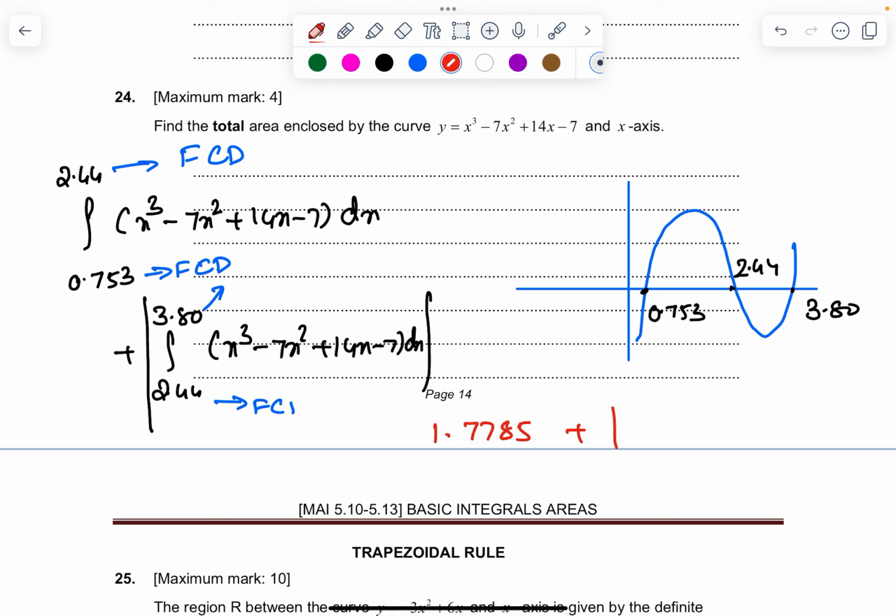Plus the absolute value. The next one is, change the limits. The limits are from 2.44 till 3.80. So you'll be getting minus 0.9869. Plus 1.7785, which is going to be 2.77. So the answer is 2.77.